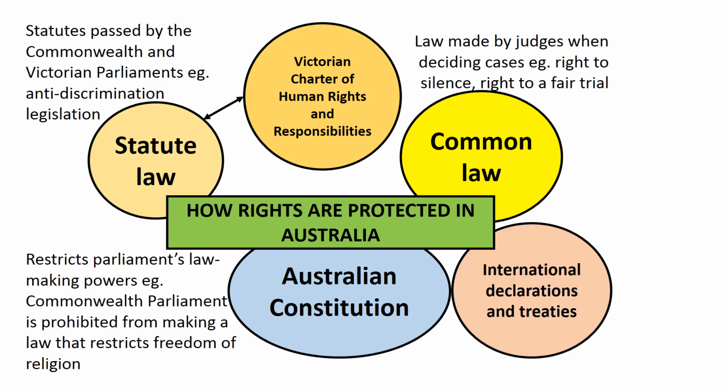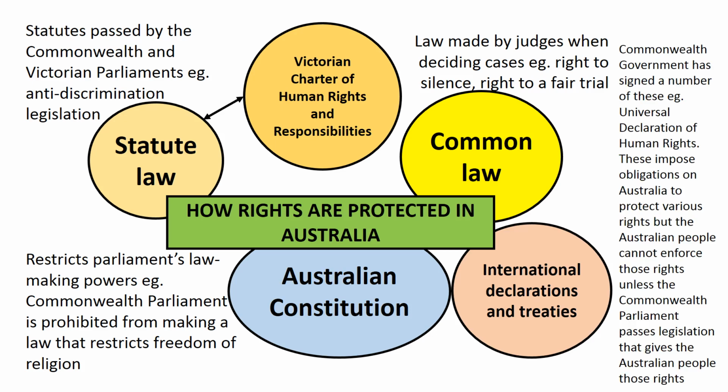The fourth and final way in which rights are protected in Australia is through international declarations and treaties. The Commonwealth Government has signed a number of international declarations and treaties. An example is the Universal Declaration of Human Rights. These instruments, that is, declarations and treaties, impose obligations on Australia to protect a range of rights.